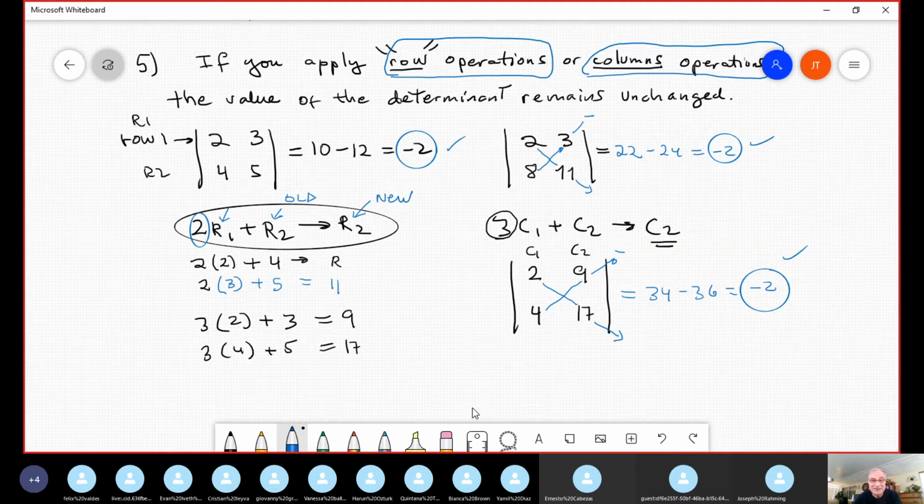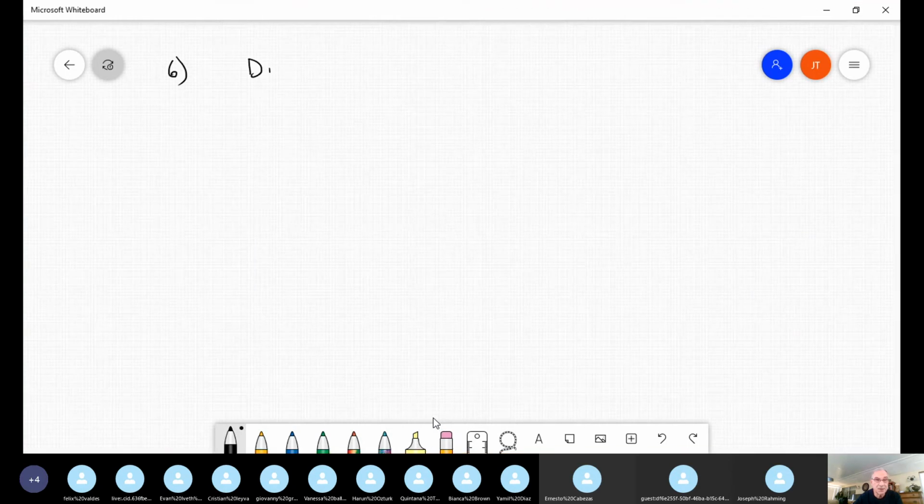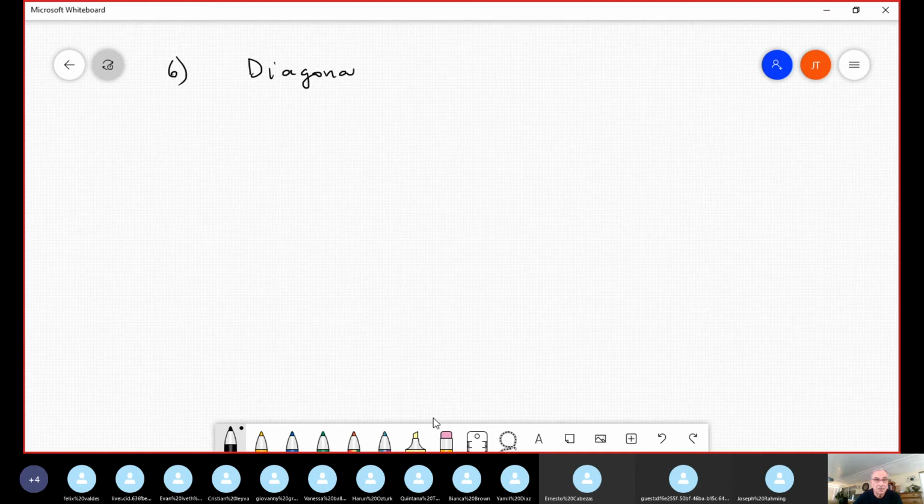Okay, the property number is 6, say. It's about the diagonal determinant property. What is that? When we have a special matrix, it's called diagonal. For example, 2, 3, with 0s elsewhere.